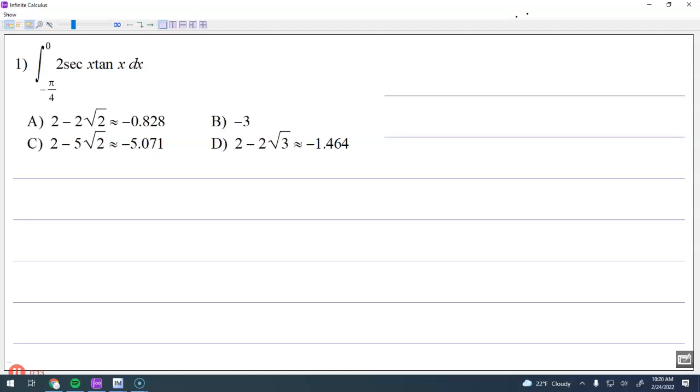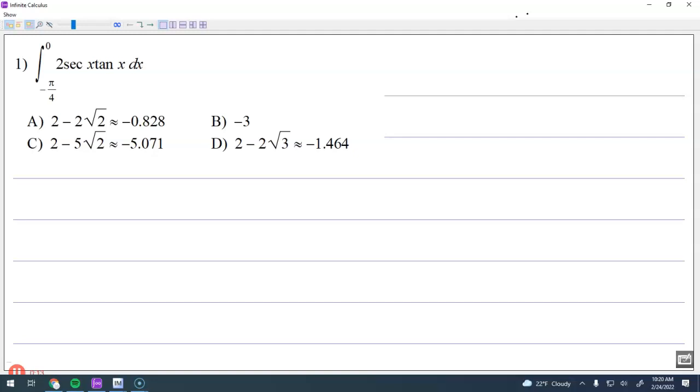Alright, let me go through it. I made this one multiple choice because a lot of the answers come out in this form, and that's okay. That's how they'll write on the AP test too. They'll leave it in this form. They won't usually put the decimal. They'll just put it like this. So I just want to get used to doing that.